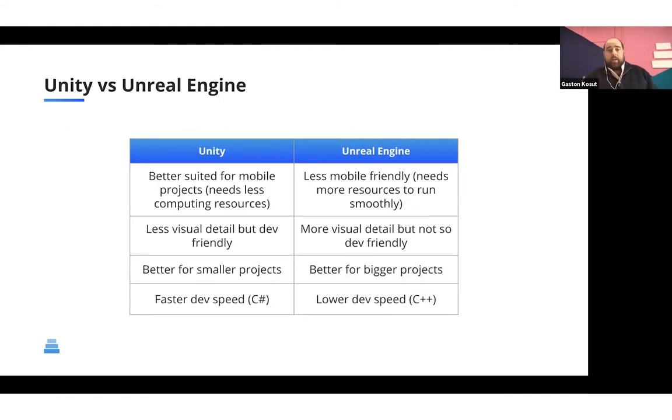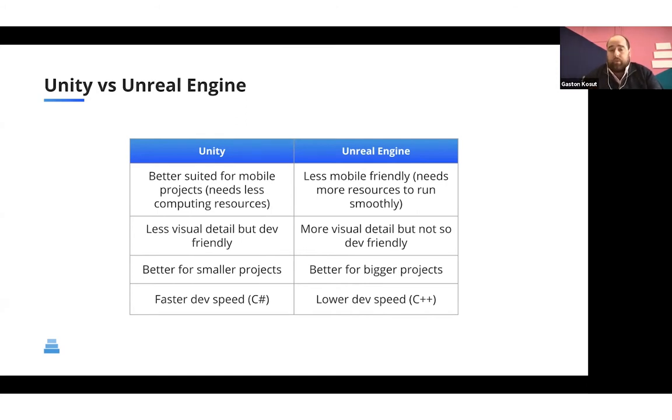We started researching about them, and we saw that Unity was better suited for mobile projects because it consumes less resources, and that was a big difference when you want to run this app in a mobile environment. It has less visual detail, but it's more developer friendly. And the Unreal Engine, of course, has more visual detail, but it's more designer friendly and not so developer friendly. That was another criteria we compared.